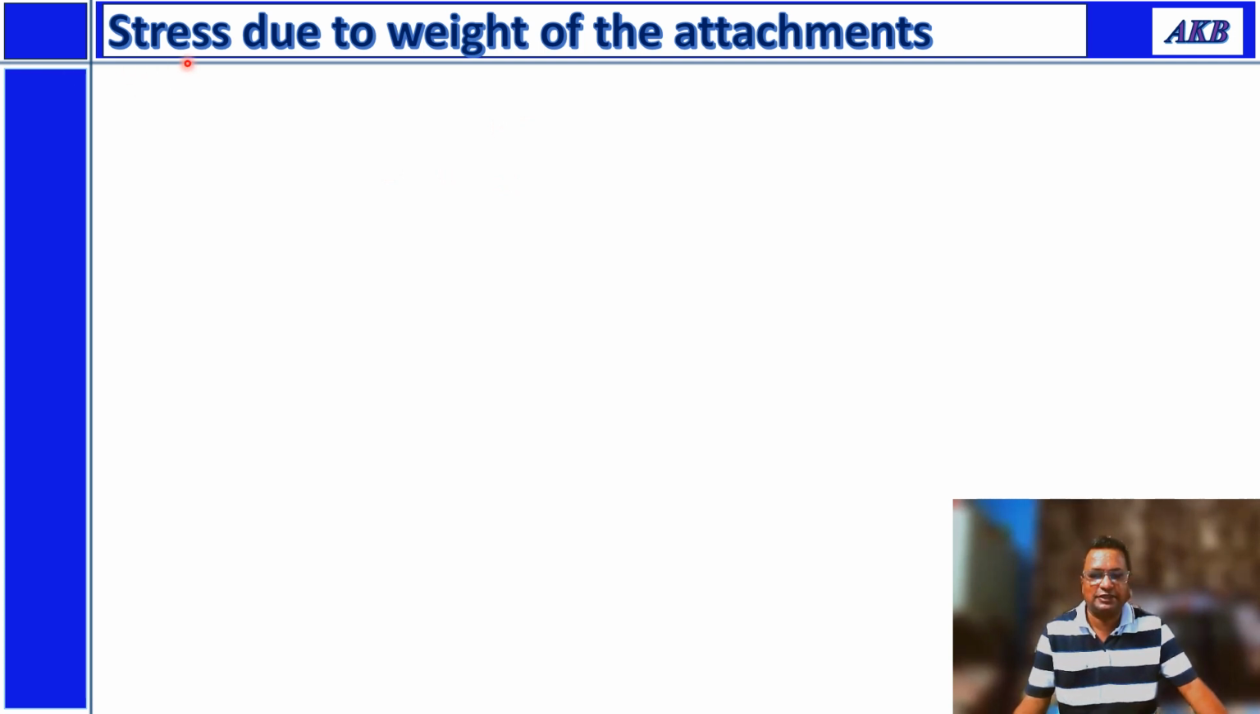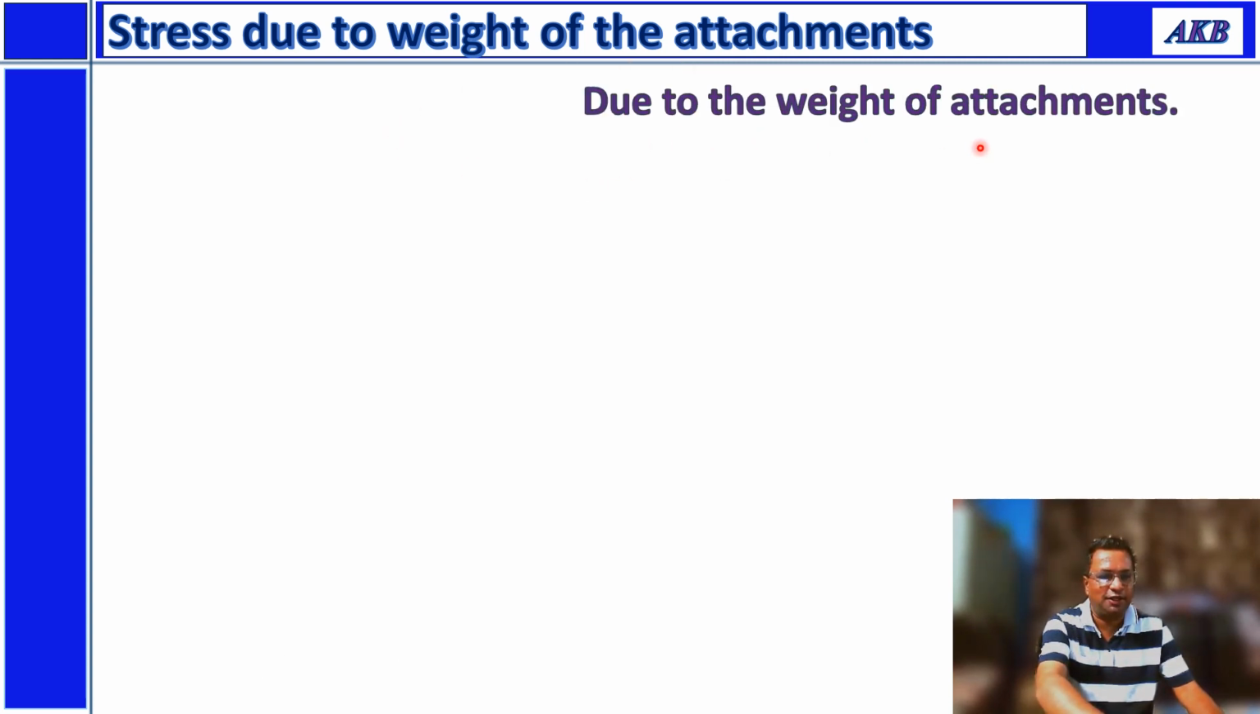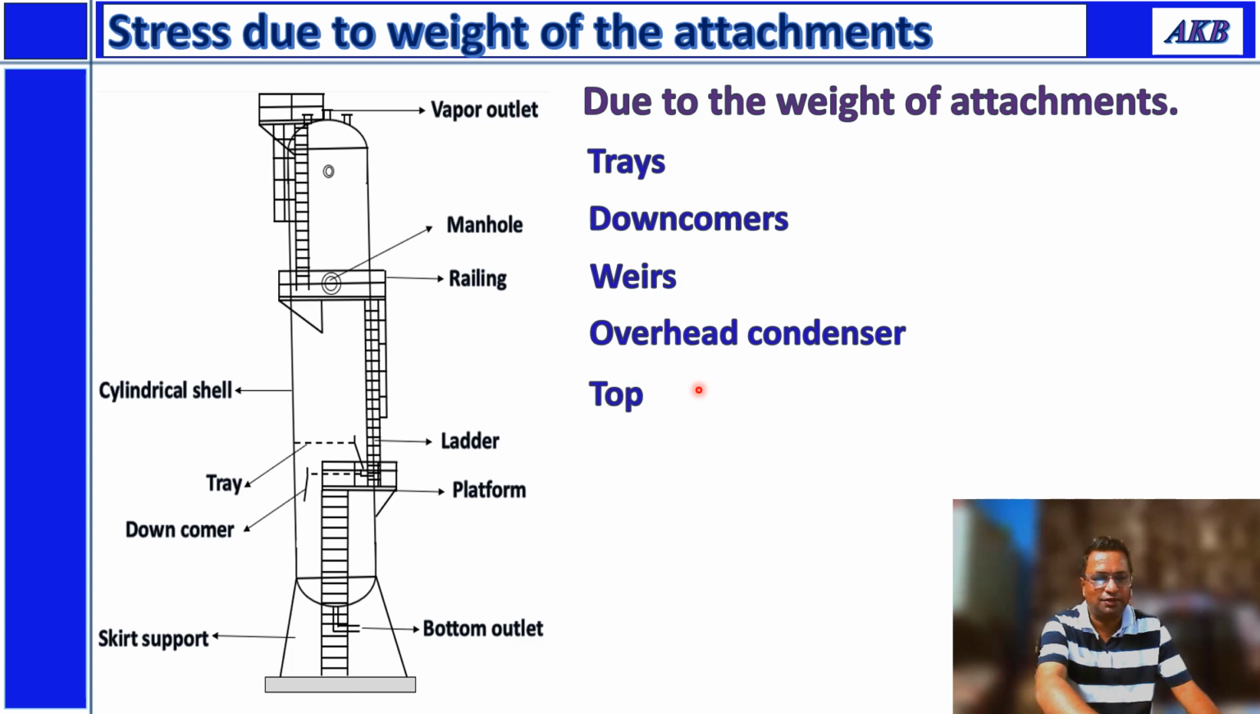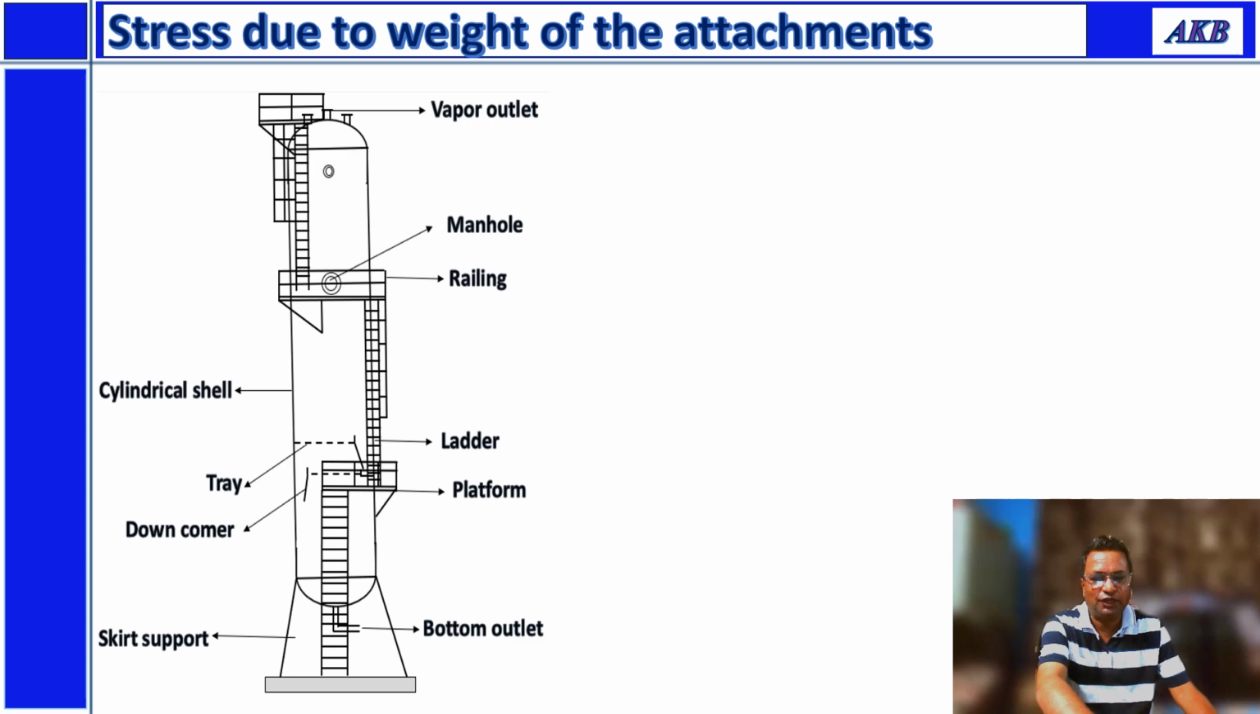Now let us understand the stress that will be induced due to the weight of attachments. You have different attachments: manhole, railing, ladder, platform, trays, downcomers. So what are the attachments? Trays, downcomers, weirs, overhead condenser, top head, platforms, ladders. We need to consider all these attachments for calculating the stress.